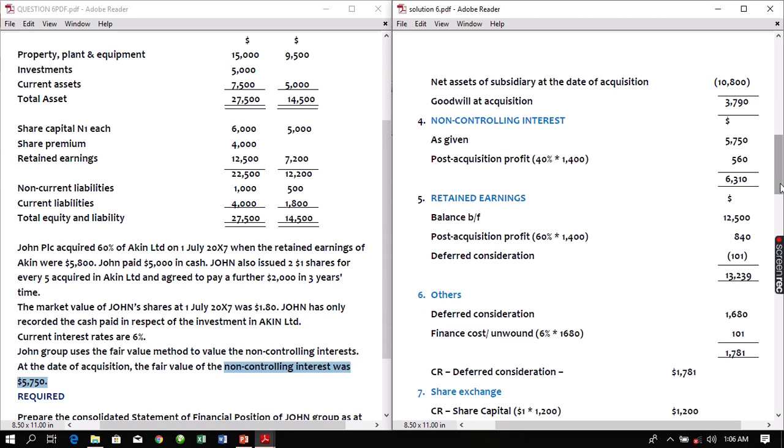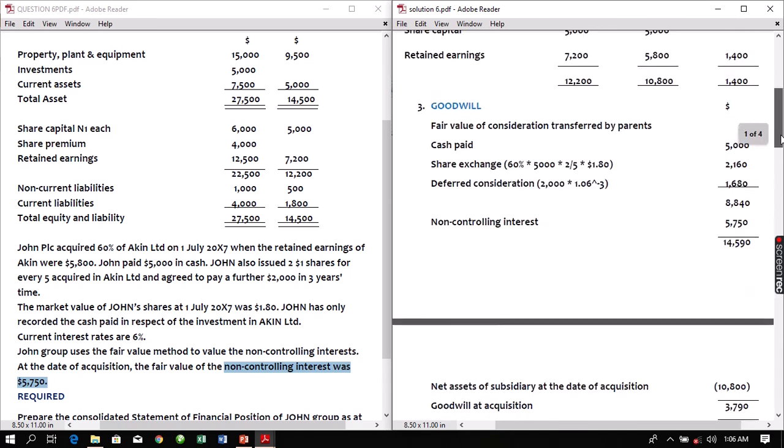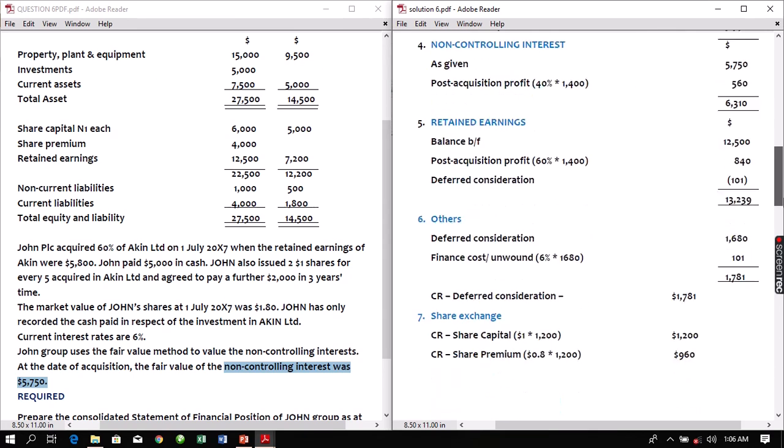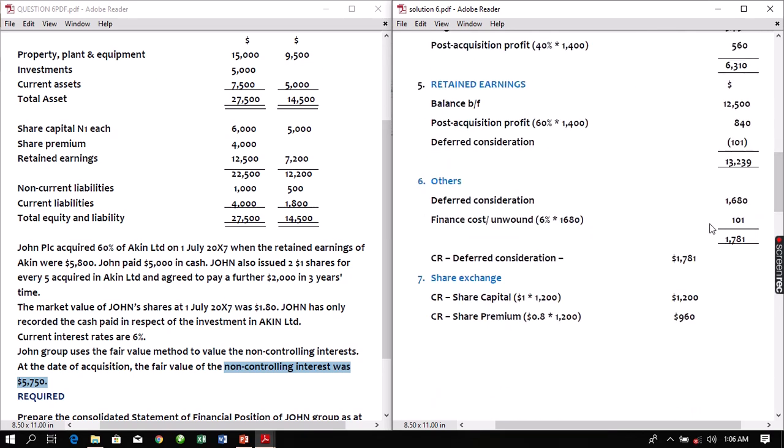We are told that we have to discount our deferred consideration to present value, and according to what we did here in workings 2, we can all see that we calculated our deferred consideration to be 1680. But don't forget, we said at the end of every year deferred consideration has to be unwound. So to unwind 1680, what I need to do is 6% times 1680, because the interest rate we used to discount this figure before is 6%, giving me 101.